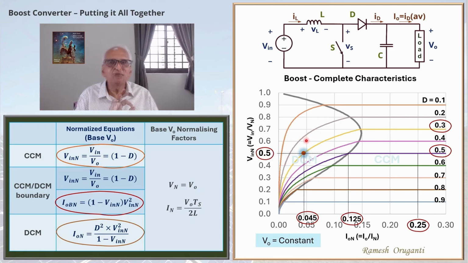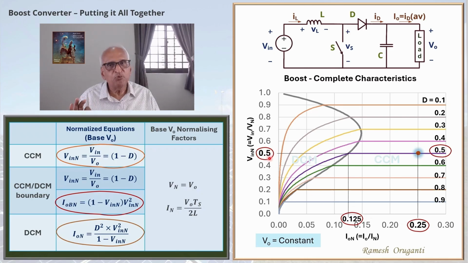Next, we will see what will happen if you follow a single curve rather than assuming that the input voltage is maintained constant. So let's go back to our starting point. The initial operating point of the converter is here. The normalized output current is 0.25 and the normalized input voltage is 0.5.